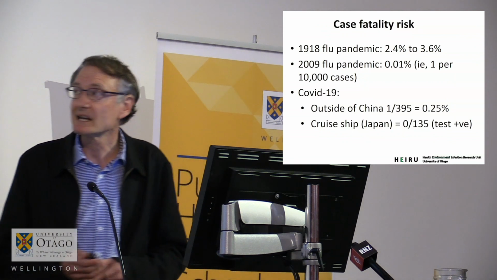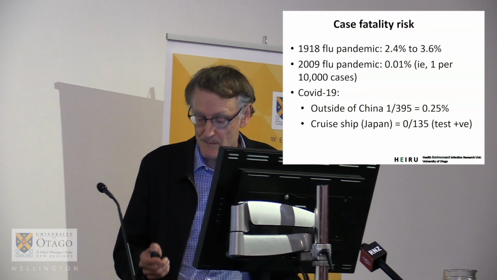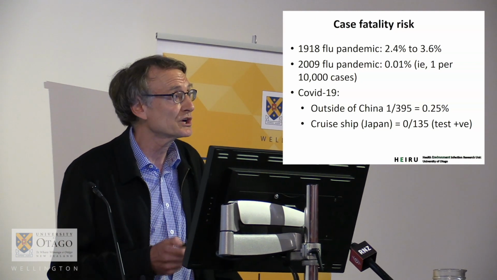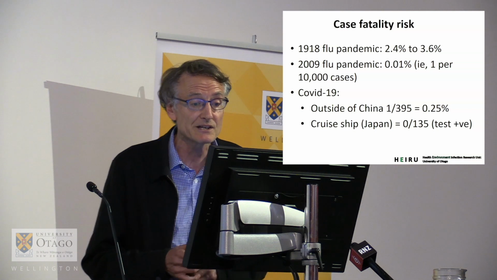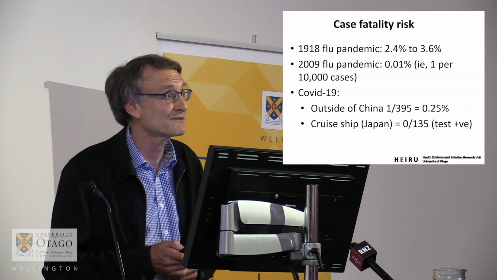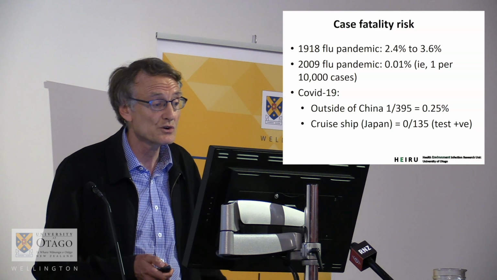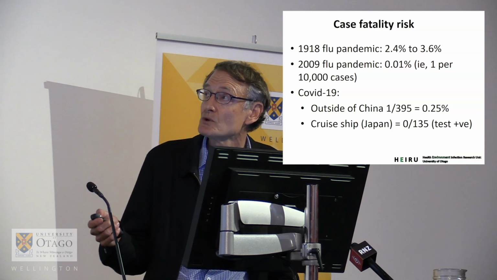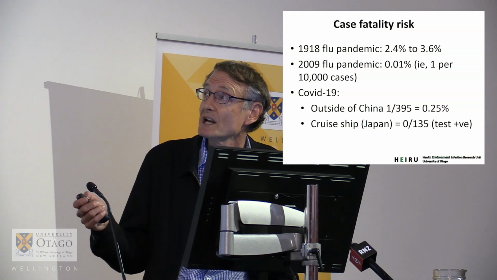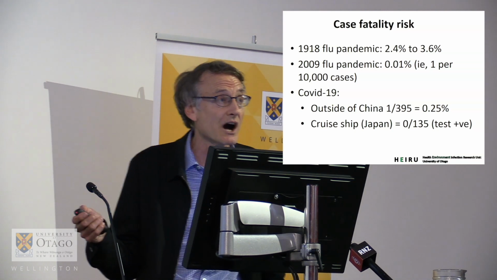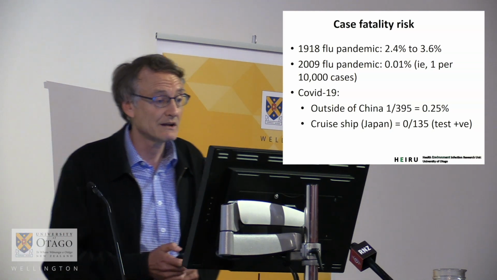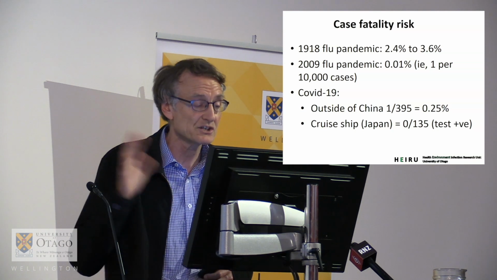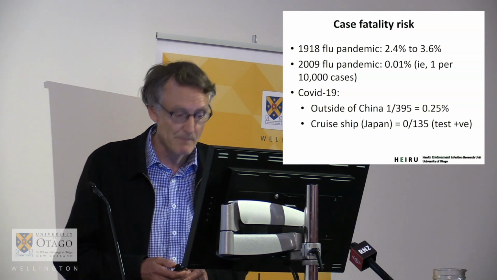So what is the case fatality risk of these past pandemics? And the 1918 flu pandemic, which killed around 9,000 New Zealanders, had a pretty high case fatality rate in the sort of 2 to 4 range, which was vastly greater than the 2009 pandemic, where really only 1 in 10,000 cases died. So really not greatly different from seasonal influenza.